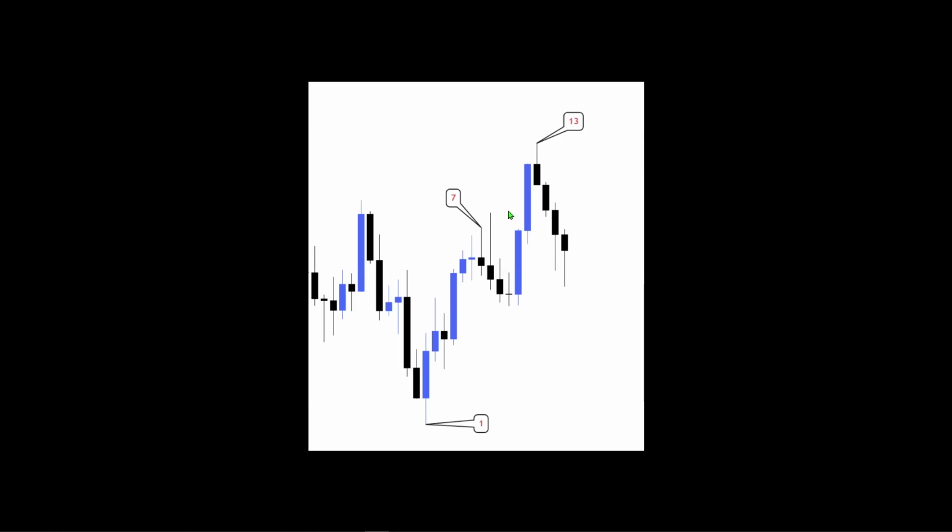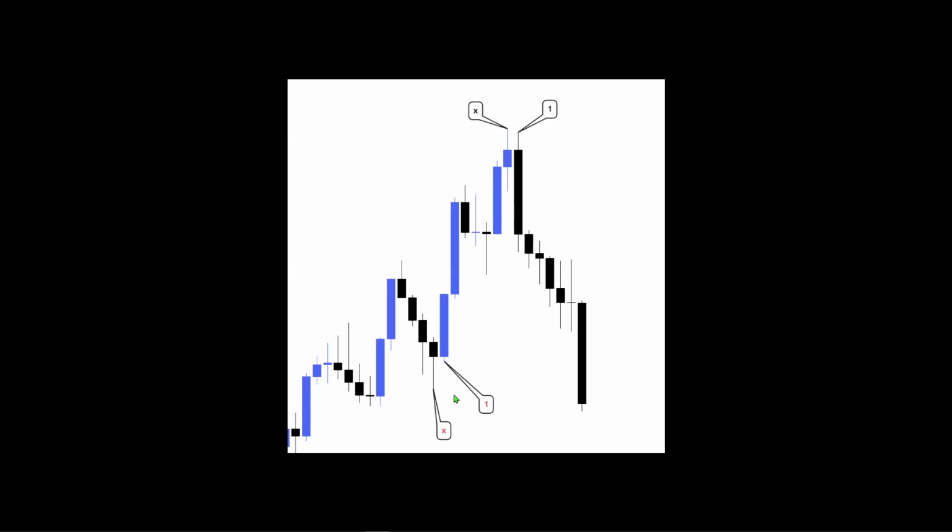Okay? By the way, we are still on the weekly chart on pound-dollar. Don't forget that. Okay? I'm going back to the previous example. We don't count this as 1. We count this as 1. Same for here. We don't count this as 1. We count this as 1.